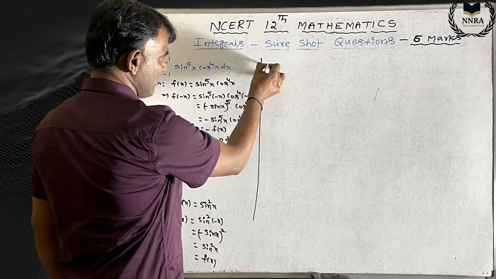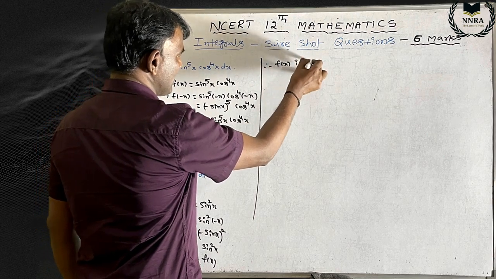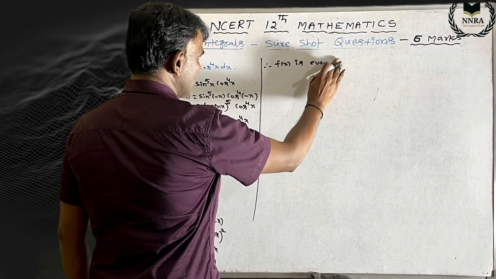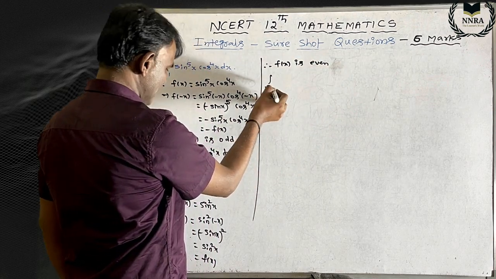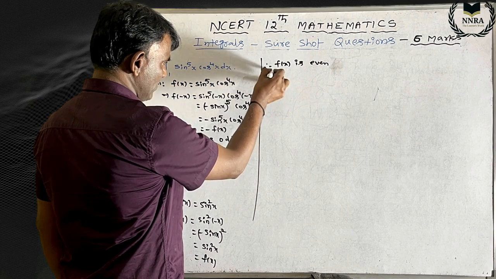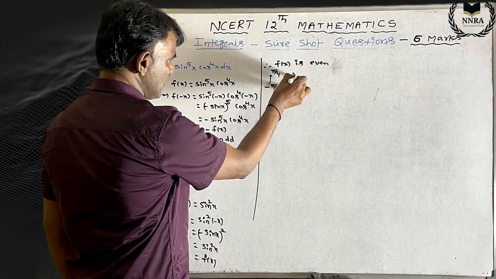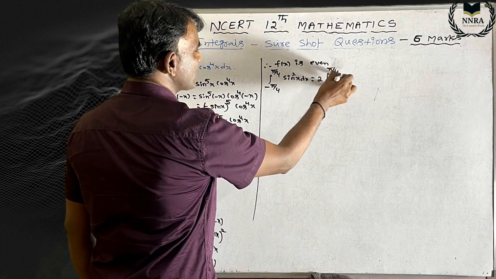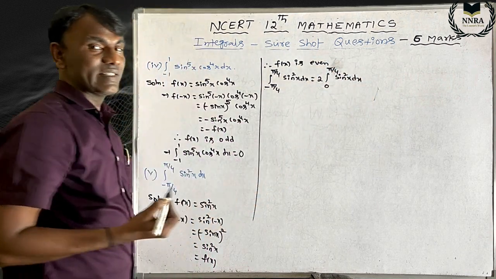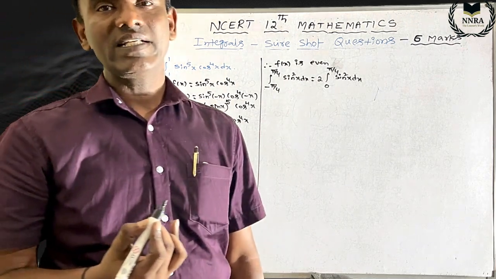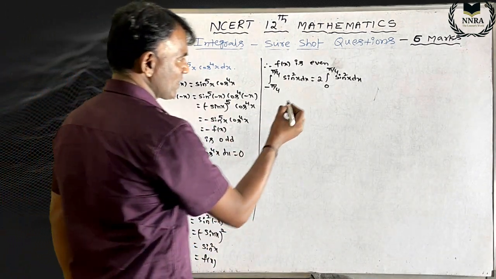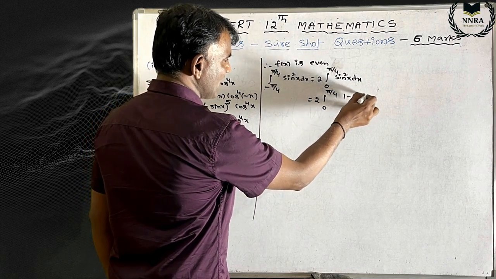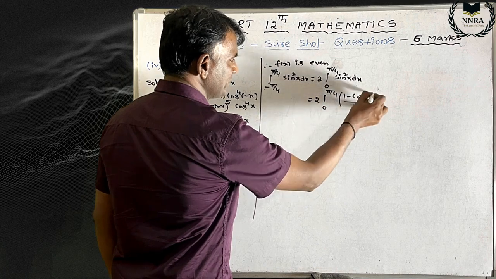Therefore f of x is an even function. Okay, if it is even, then how to write the given value? So integral from minus pi by 4 to pi by 4 of sin^2 x dx is 2 into integral 0 to pi by 4 of sin^2 x dx, right? So minus a to a can be written as 2 into integral 0 to a. So here also the same. Now 2 integral 0 to pi by 4, and the sin^2 x value is (1 minus cos 2x) by 2, then dx.